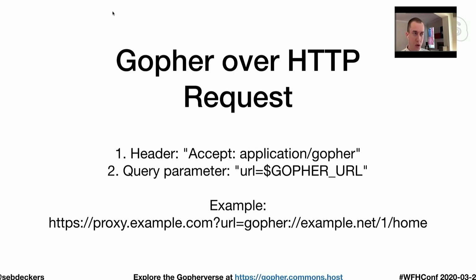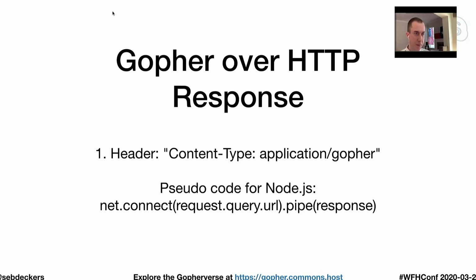And so a Gopher over HTTP request is just an HTTP request that has one requirement, a header. The Accept header is set to application/gopher, and the query string of the request has to contain this URL field, which is set to just a Gopher URL. So there's an example there. You probably want to URI percent-encode the Gopher URL so that it reaches the proxy correctly. And then a Gopher over HTTP response is just an HTTP response that has a Content-Type header set to application/gopher. And that's it.